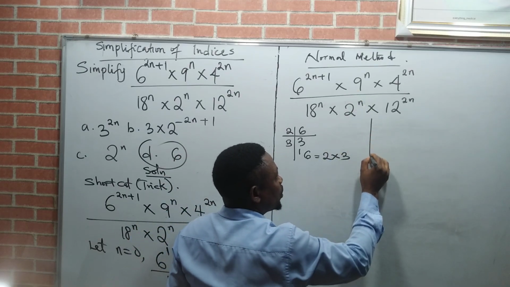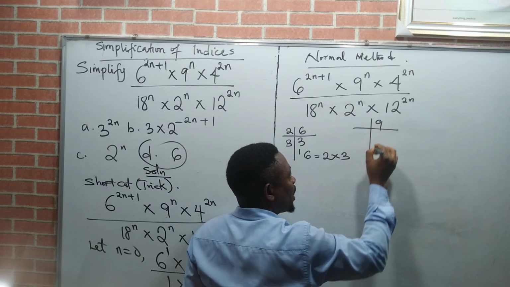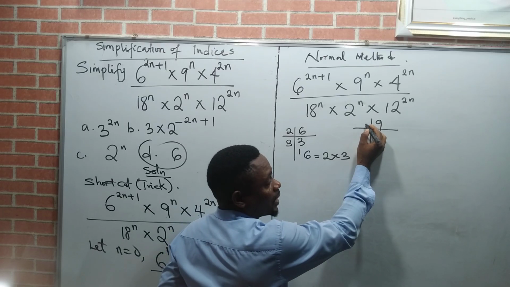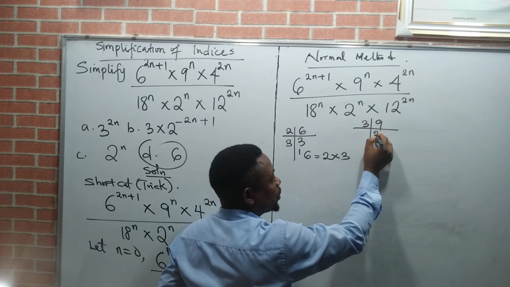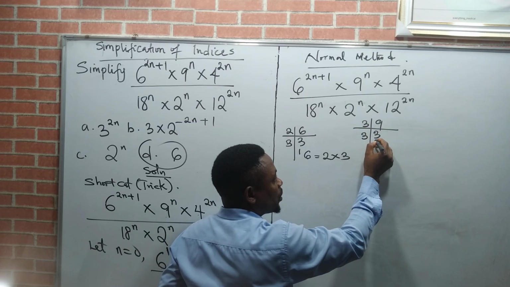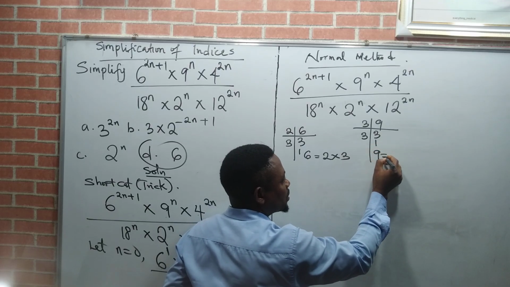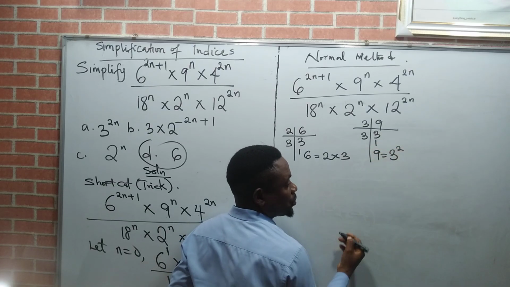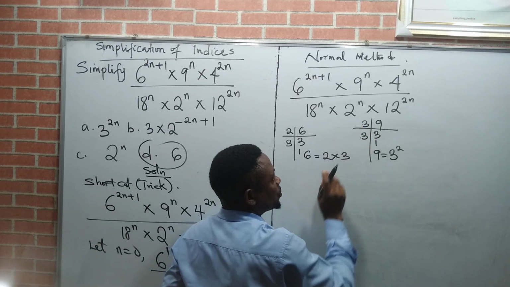Next is to break 9. So here is 9. What is a smaller number that can divide? 3 can go to give you 3. 3 again to give you 1. So which means 9 is now 3 raised to the power of 2. 3 is how many? 1, 2.